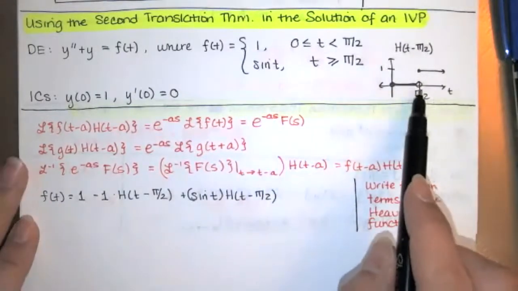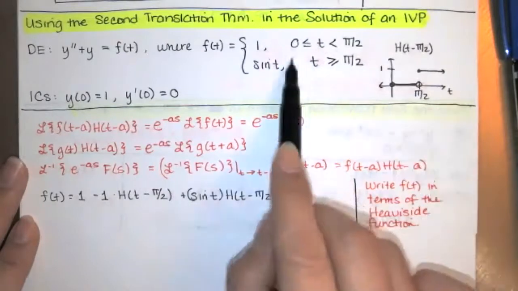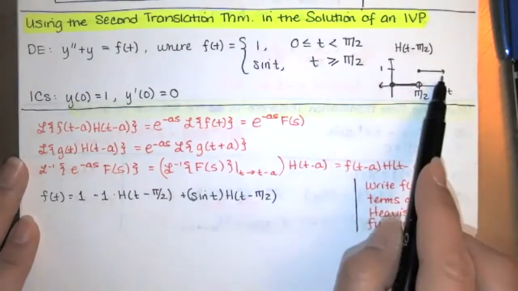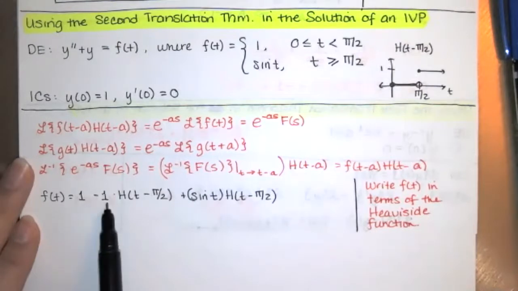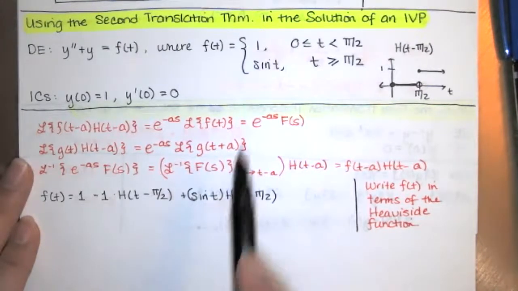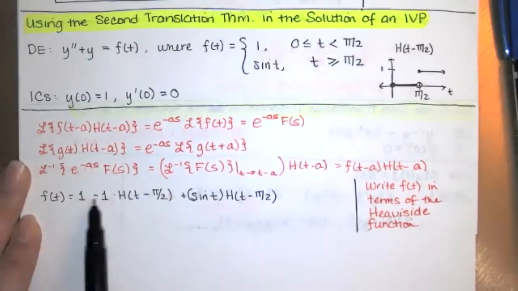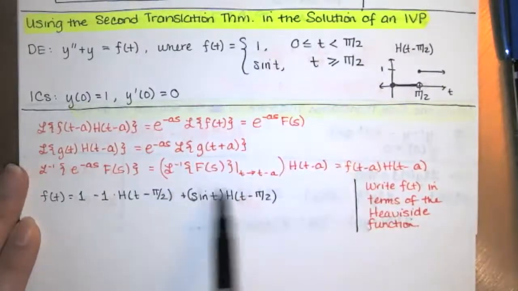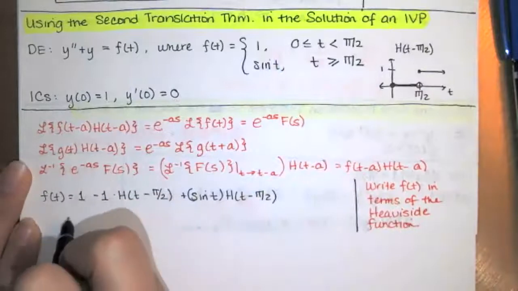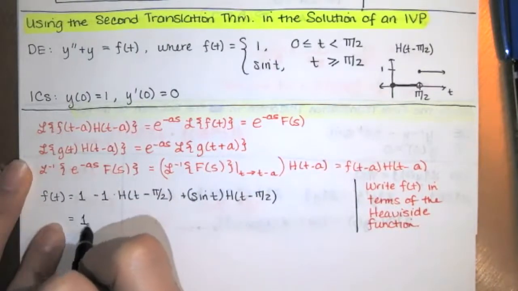Now, if I'm on the interval from pi over 2 to infinity, which is the second interval, the Heaviside function is 1. So this says 1 minus 1 plus sine of t. Well, 1 minus 1 is clearly 0. Then we add sine of t and we get sine of t. So this is another way of writing that. So we can write it this way.